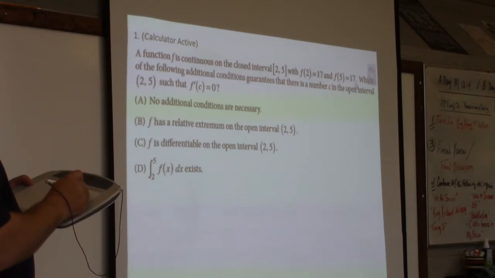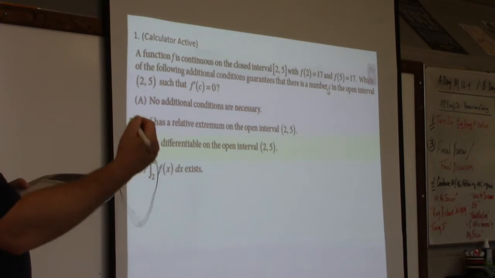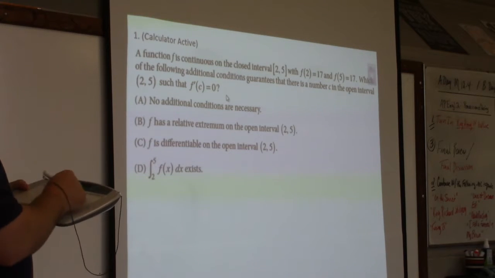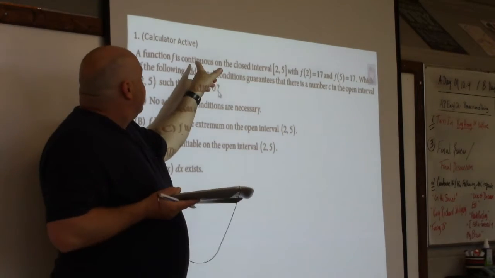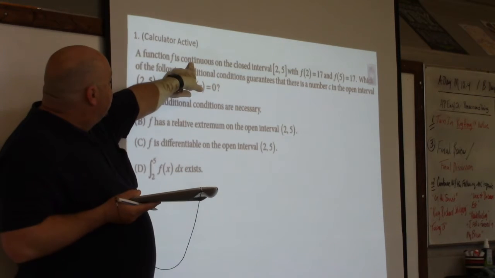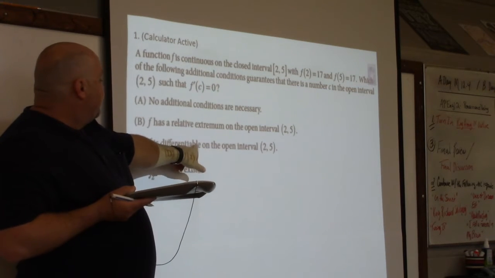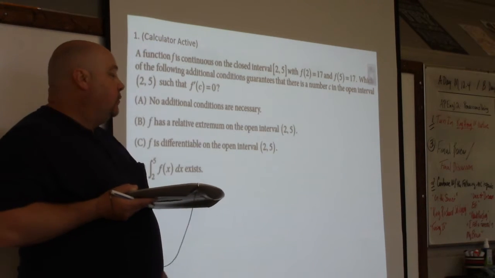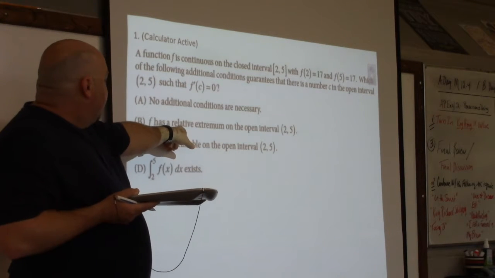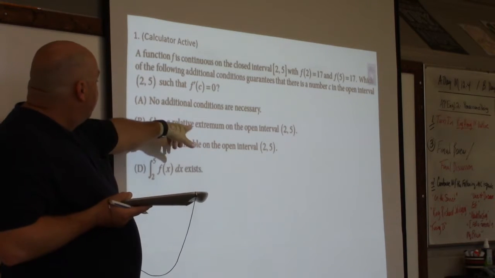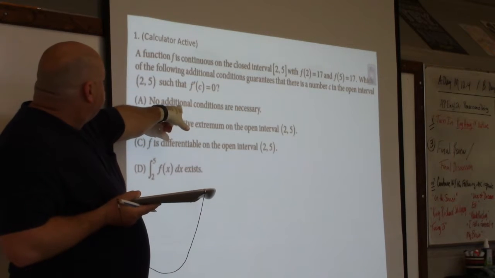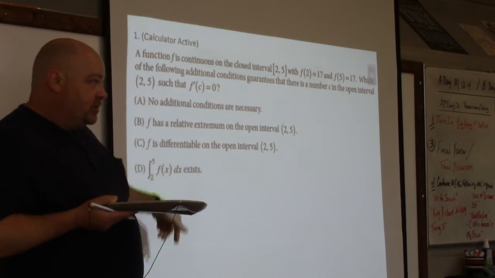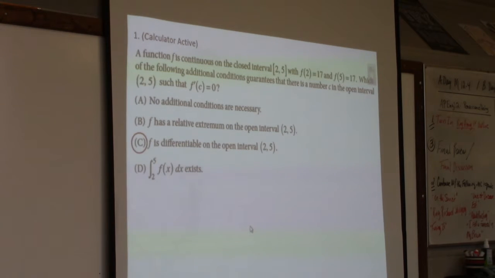0, right? We'd have 17 minus 17 on top, which would give us 0 over 3. So we need to know that this thing is differentiable as well as continuous. They tell us it's continuous, but we would need to know that it's differentiable. Do we need to know that it has a relative extremum on the open interval from 2 to 5? No, we don't. Matter of fact, is it guaranteed a relative extremum on that interval? Not necessarily. That's not going to help us. We definitely need something more, and that we haven't talked about yet. So it is C. Because the mean value theorem only applies if a function is continuous and differentiable.